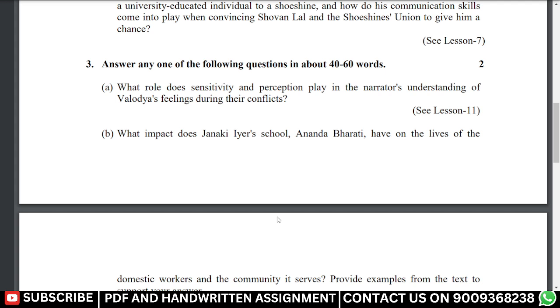Now, the question number 3 is, what role does sensitivity and perception play in the narrator's understanding of Volodya's feeling during their conflicts? So we have prepared all the answers in PDF form.